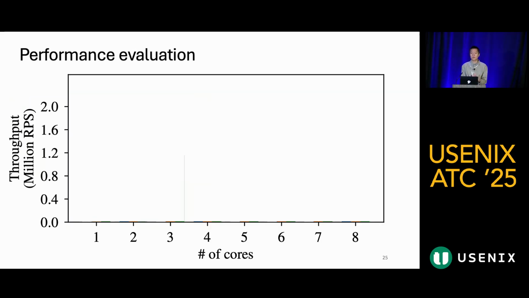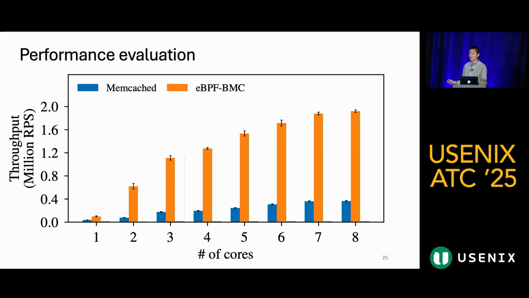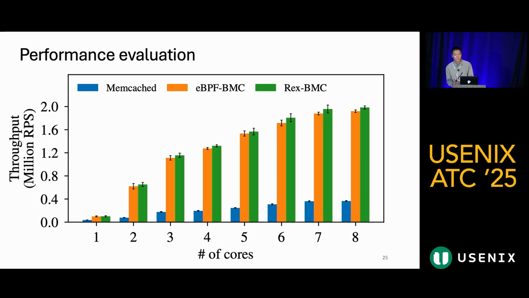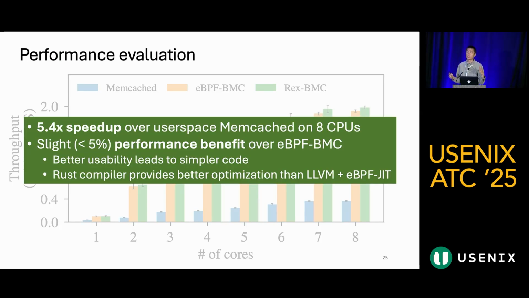We also evaluated the performance of Rex. In this plot, we varied the number of CPU cores assigned to the network IRQs as well as the memcached server, and we measured the max throughput of 3 settings: the user-space memcached, the eBPF-based BMC, and the Rex-based BMC. The takeaway is that Rex's usability and safety does not come at a cost of performance. And actually, Rex is able to achieve 5.4x speedup over user-space memcached on 8 CPUs.